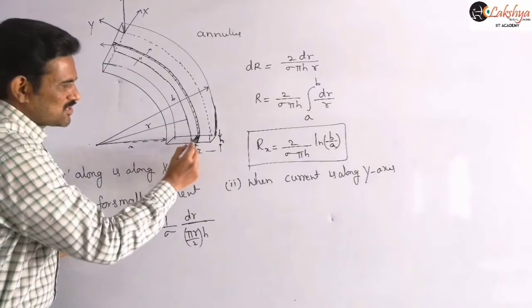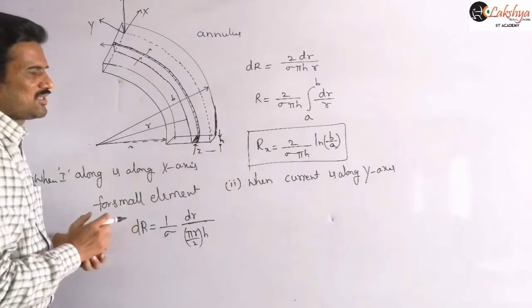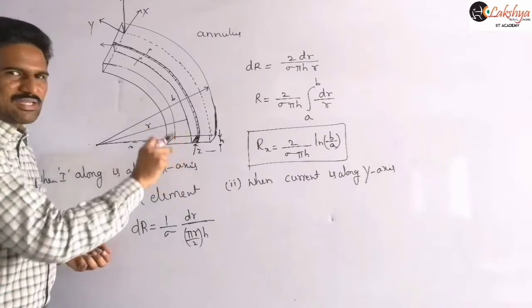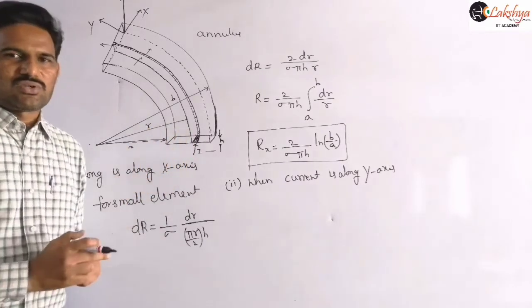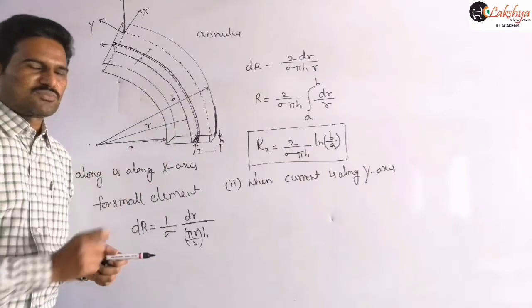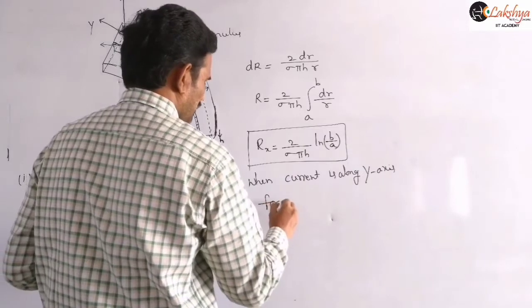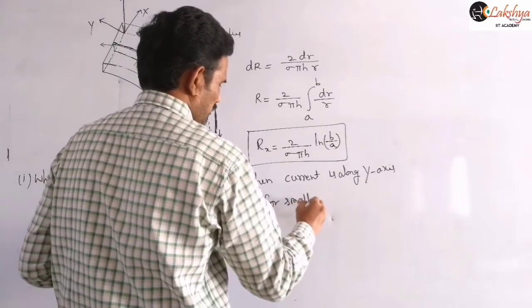And area of cross section means this area of cross section we need to write. That area of cross section is nothing but width dr and this height we are taking as h. So, h into dr we need to write. Got it? How to apply for the small element? So, then I can write this, again I am writing for a small element.